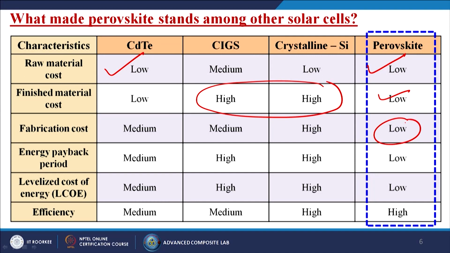The energy payback period is also low. The levelized cost of energy is also low. The efficiency is quite high. So, from the material point of view it is the cheapest material, and from the synthesis and fabrication point of view it is low cost, but simultaneously I get higher efficiency than the others.